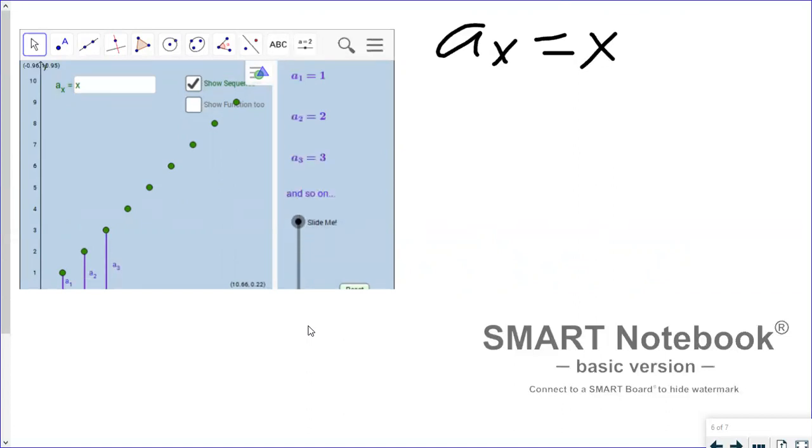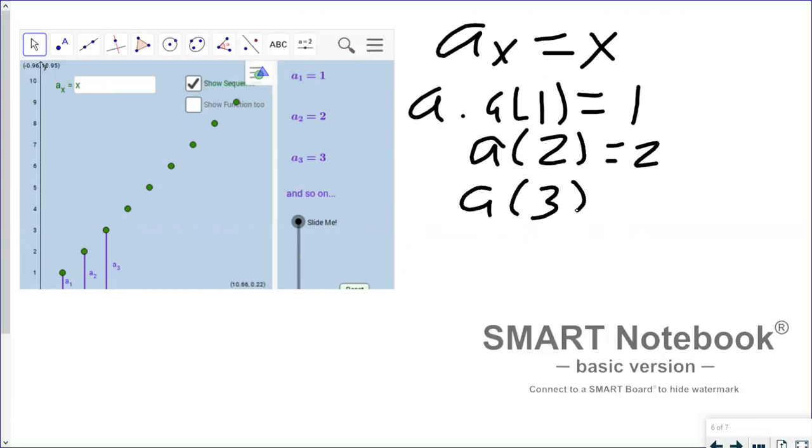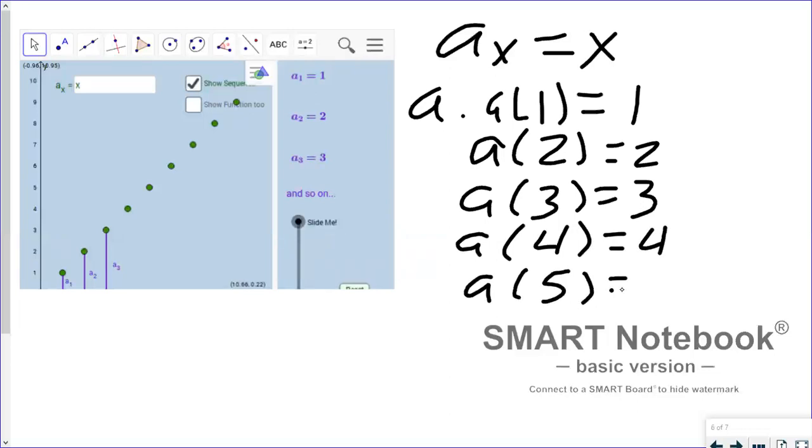So the first question in the quiz says, find the first 5 terms of the sequence. So we'll handle that now. We'll say A1 equals, it's given to us, 1. A2 equals 2. A3 equals 3. And by noticing we're counting by 1, we can say A4 equals 4, and A5 equals 5, and that's the first 5 terms of the sequence.